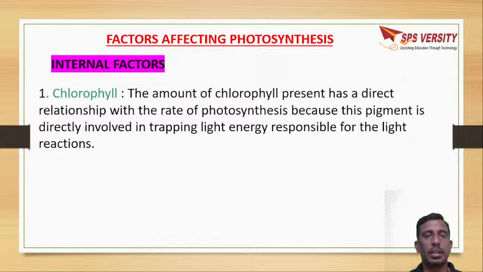Later we will discuss factors affecting photosynthesis. There are external factors and internal factors. Internal means chlorophyll and stomata distribution. Chlorophyll, which is an important pigment, plays an important role in photosynthesis. The amount of chlorophyll is directly related to photosynthesis, as it will trap more light energy.